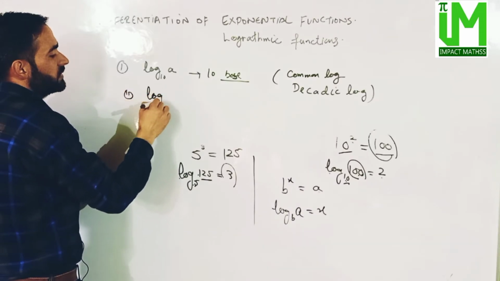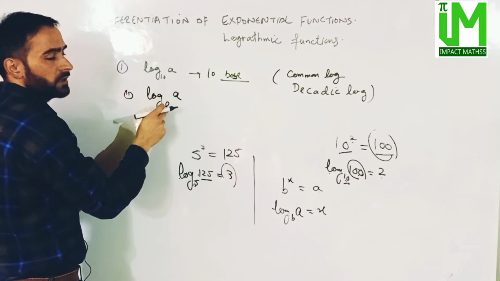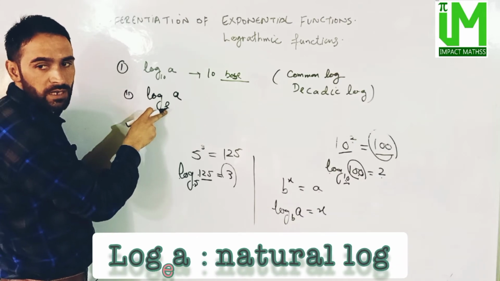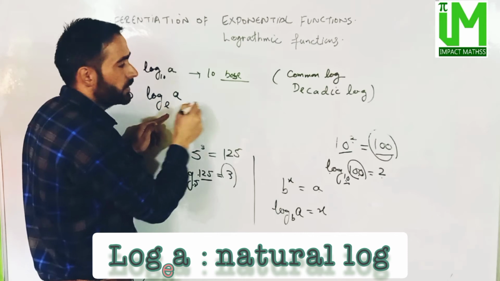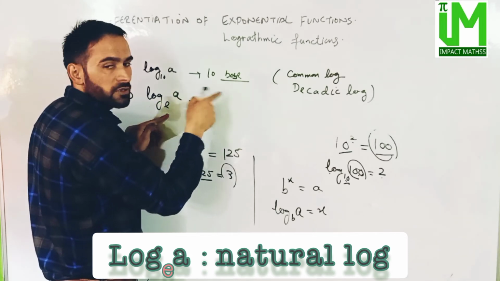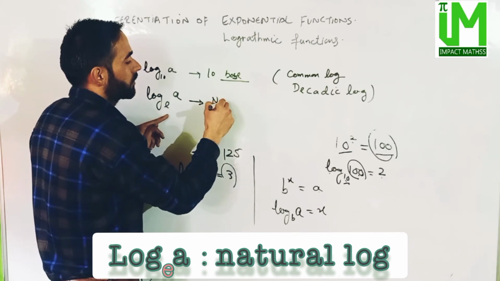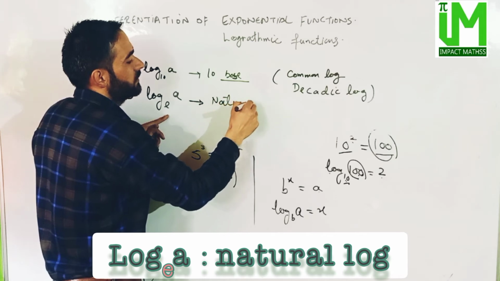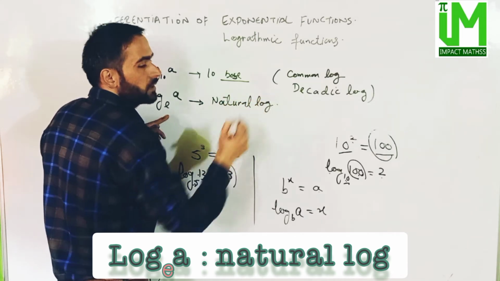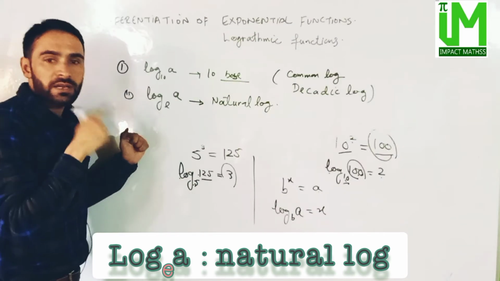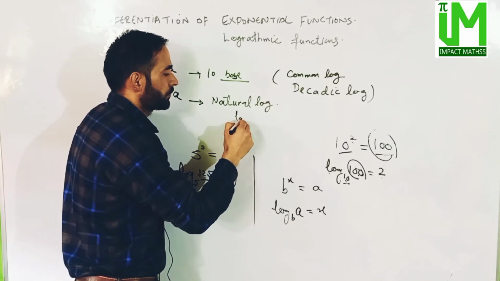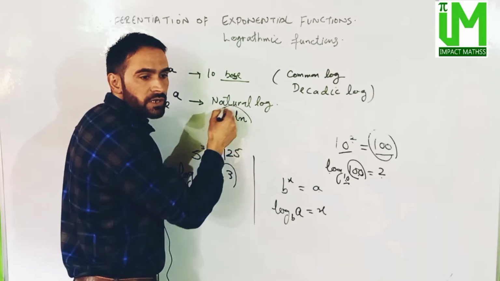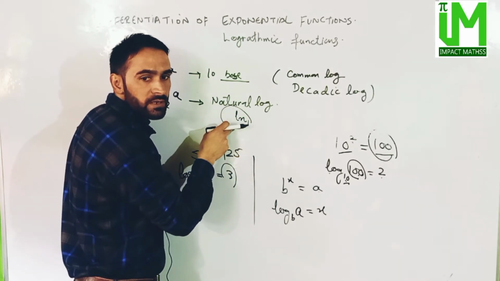And again, if we take log to the base e, so log of a to the base e, where e is the Euler constant, then with e as a base this log is called the natural log. Often, ln is the notation used to denote the natural log.